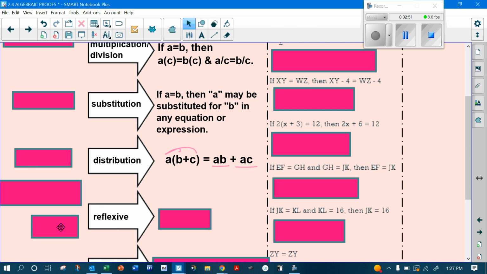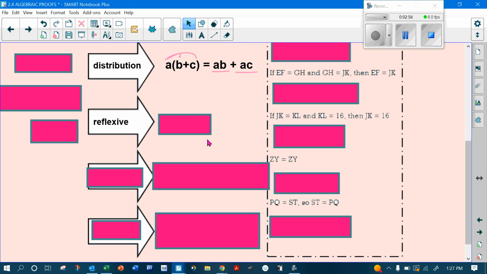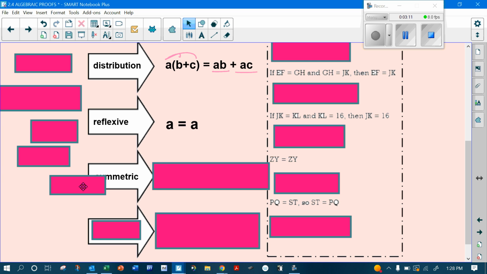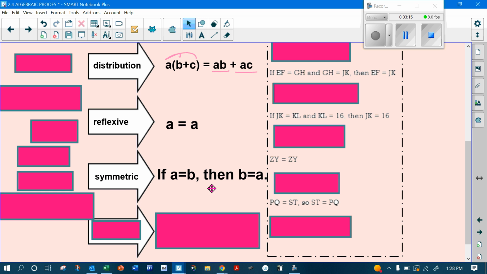All right, reflexive. Now reflexive is new, and I want you to think about a mirror when you hear reflexive, like reflection, okay? In other words, something is equal to itself. A equals A, B equals B, X equals X. So reflexive is when something is equal to itself. Okay, the next property is symmetric. Symmetric is when they trade places. Okay, so if A is equal to B, then B is equal to A.